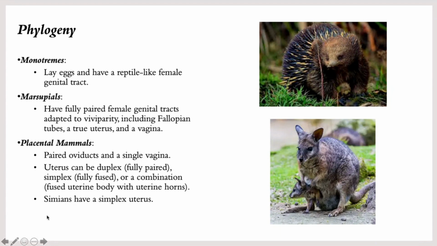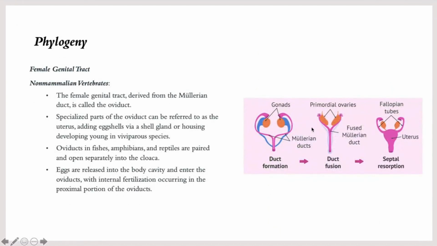Simians, which are basically primates, for example, have a simplex uterus, meaning that our uterus, like humans, for example, monkeys, is fully fused. So the Müllerian ducts have fully come together, fully fused, and formed our uterus.